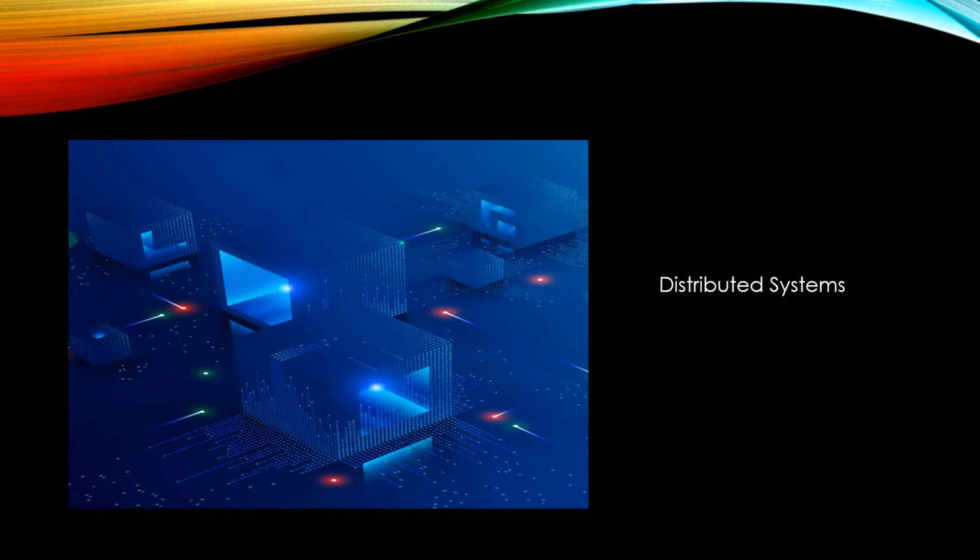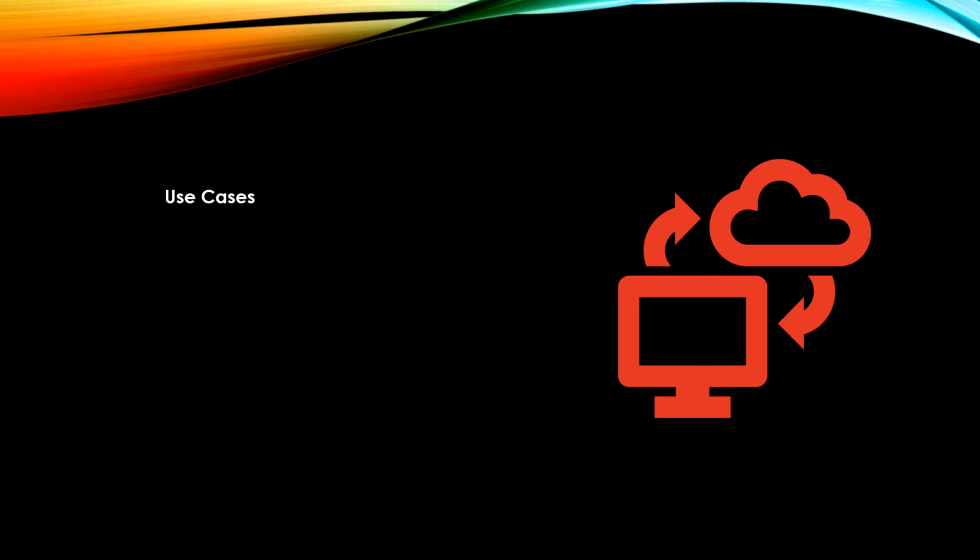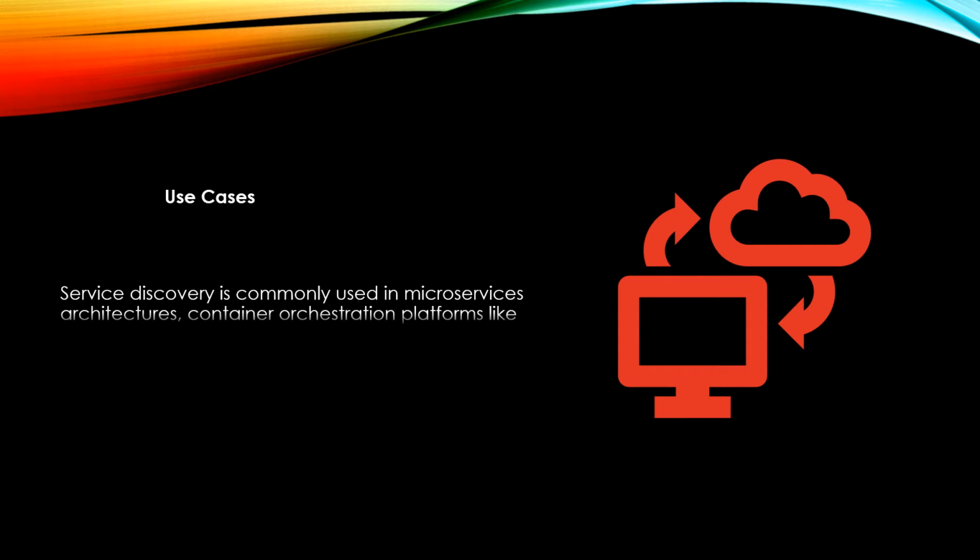Distributed systems. In distributed systems, services or components can be running on various servers, containers, or virtual machines. Service discovery helps locate these services dynamically, irrespective of their physical location or IP addresses. Now let's discuss some of the use cases for service discovery. It is commonly used in microservices architectures, container orchestration platforms like Kubernetes, and cloud environments. It's also valuable for IoT networks where devices need to discover and communicate with each other.